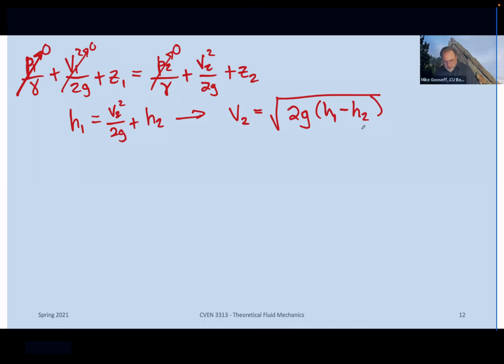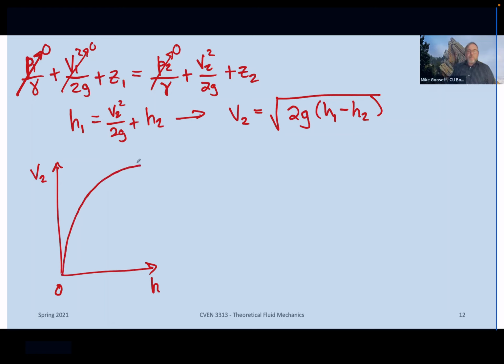And so another way to write this is that the difference between h1 and h2 could be a variable value h if we wanted to. But the point being here is that if we were to draw a curve of 0 to h for v2, it would look like this based on the fact that it's a square root, okay? Based on the fact that we can solve the Bernoulli equation for this square root sort of a function.